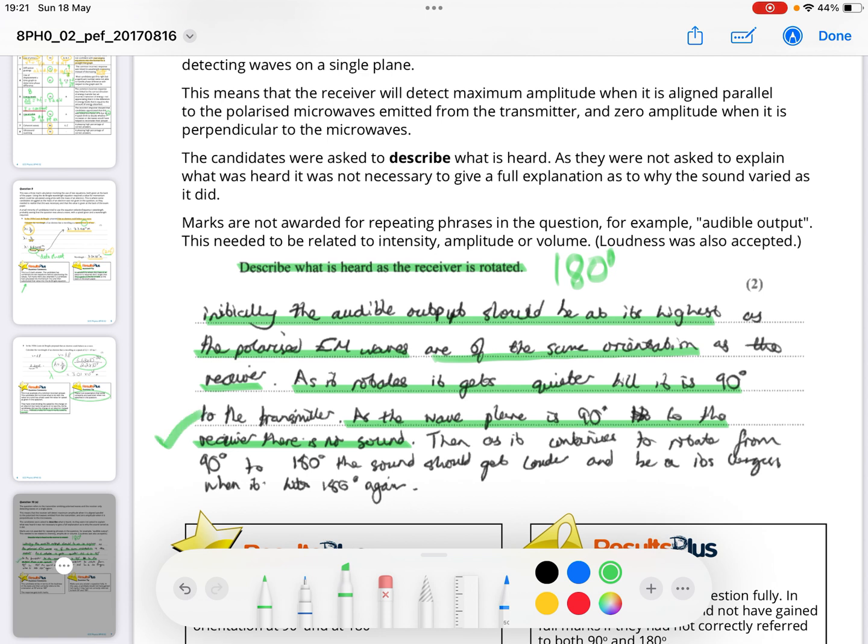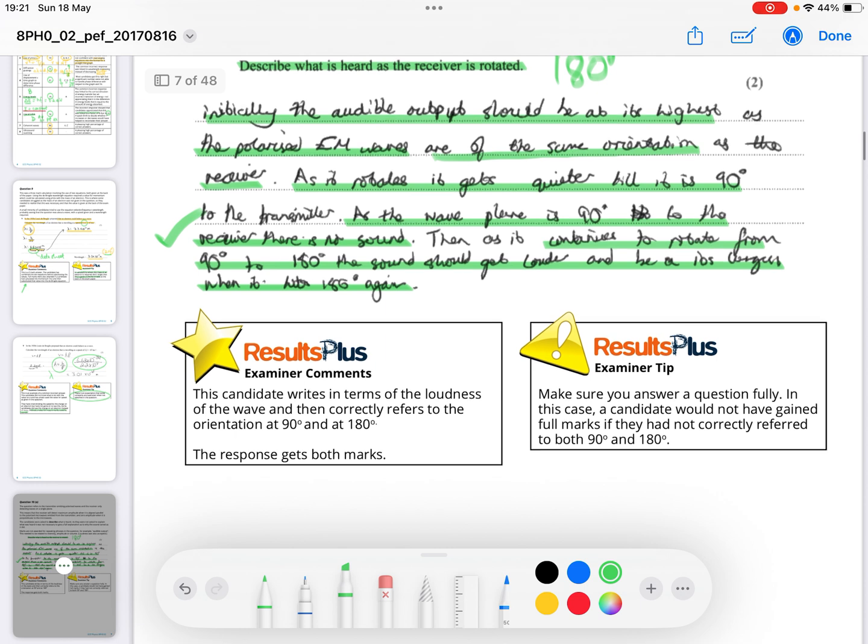Then as it continues to rotate from 90 degrees back to 180 degrees, the sound should get louder, and I can't read this, it changes when it's 180 degrees again. So this is definitely worth 2 marks. It's only 2 marks, so the response gets both marks. Okay?